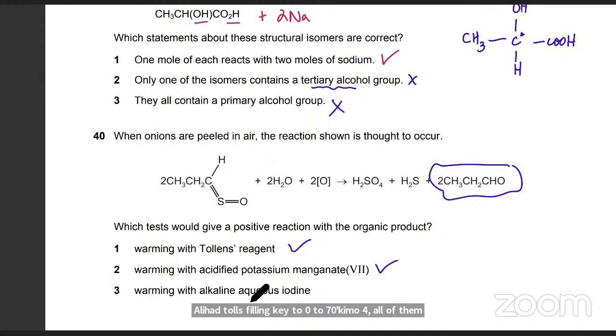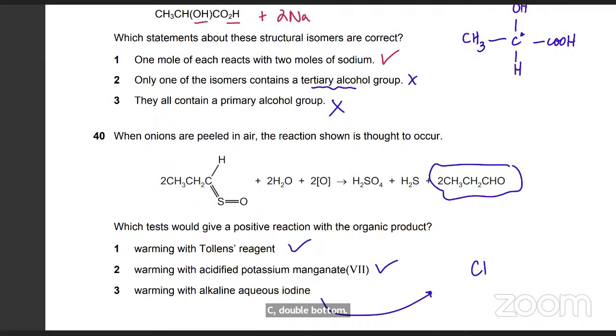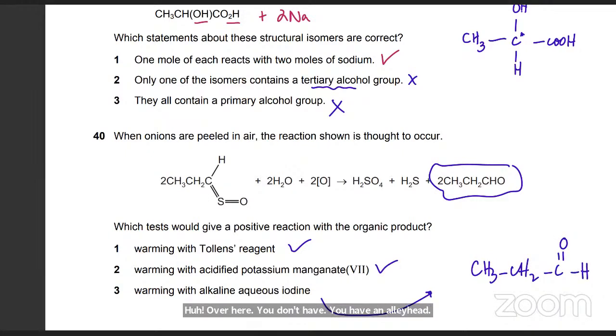So what about the last one, alkaline aqueous iodine? Will it react with it? Iodoform test. When you have a positive iodoform test, when you have a methyl which is next to a C double bond O. There's no methyl, sir. There's an ethyl. Over here, you have an aldehyde, but the methyl is not next to a carbonyl. You need a methyl next to a carbonyl. So the last one is not going to happen. Okay, so 40 ka kya hai? That's 1 and 2 only. Okay, that's going to be B. Clear?